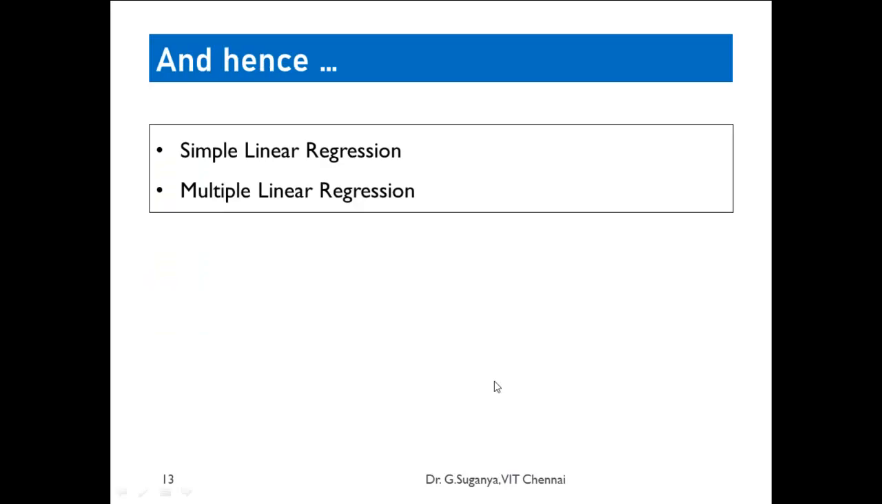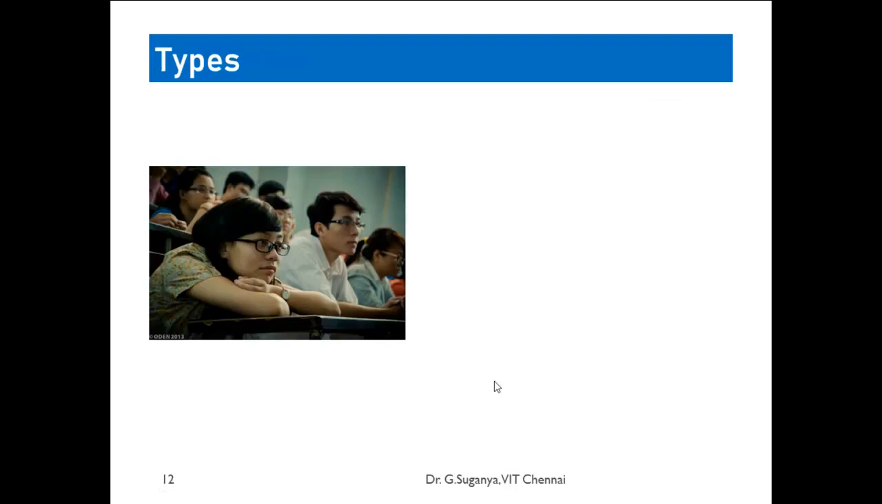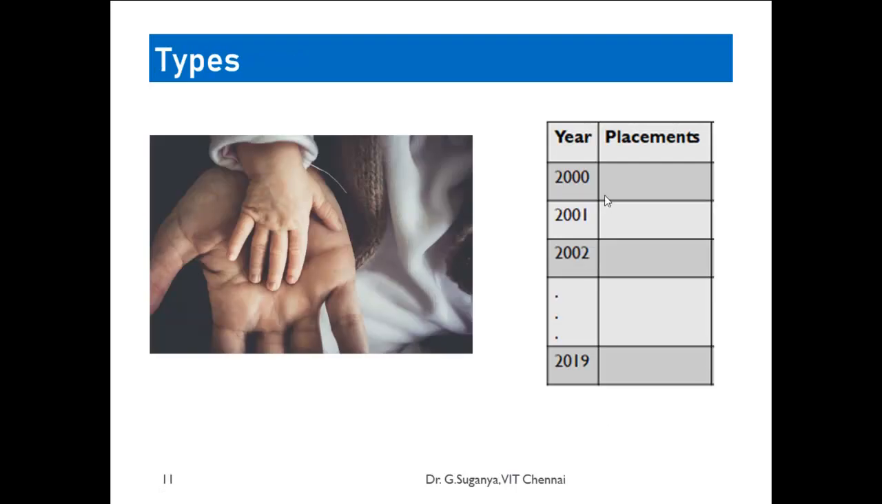Accordingly, we have simple linear regression and multiple linear regression. Simple linear means you have only one input and one output. What is the input here? Year. What is the output here? Placements. So you will have data from 2000 to 2019, and some values in 2020. Let's say in 2020, what is the probable placement percentage that you have to calculate? That is the use of it.